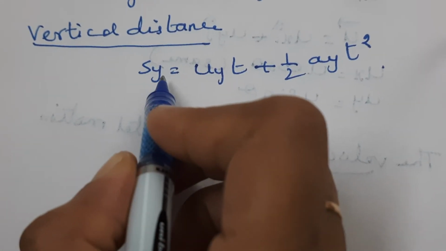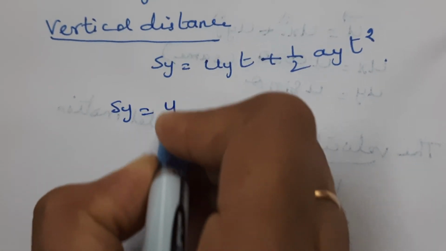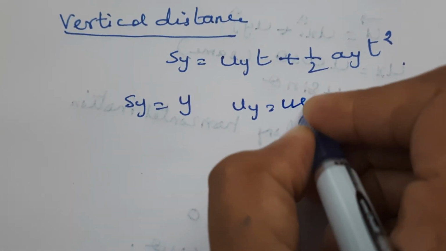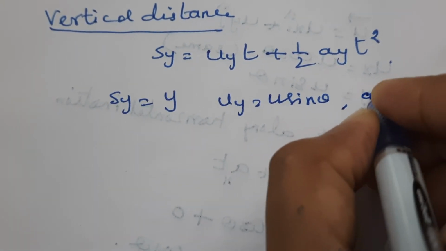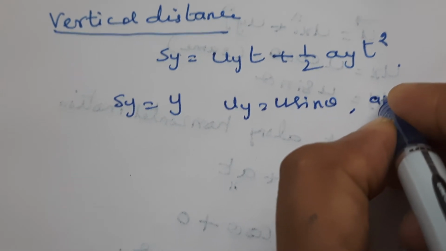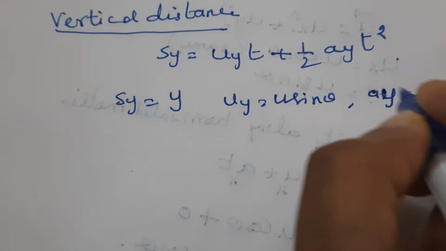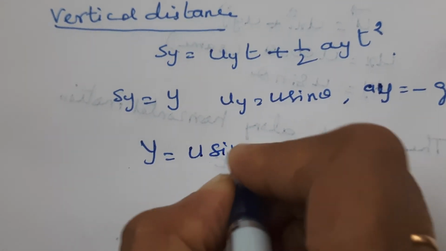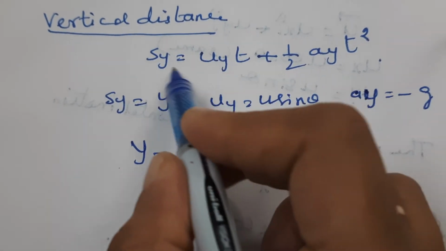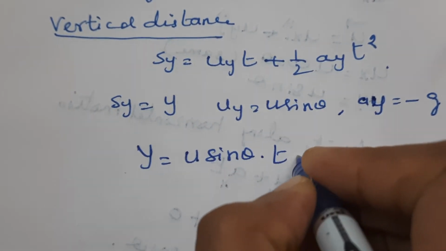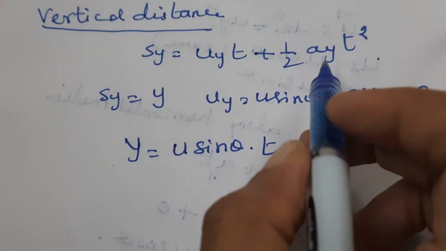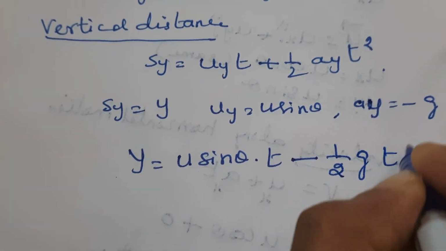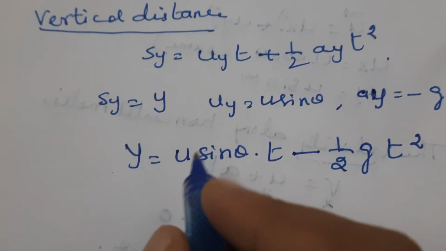So what is Sy? This is the vertical distance travelled. We can consider it as y. Then uy is u sin theta. Then ay, that is ay equal to minus g. So we can substitute here: y is equal to u sin theta into t plus, here a equal to minus g, so minus half g t square. This is the vertical distance.